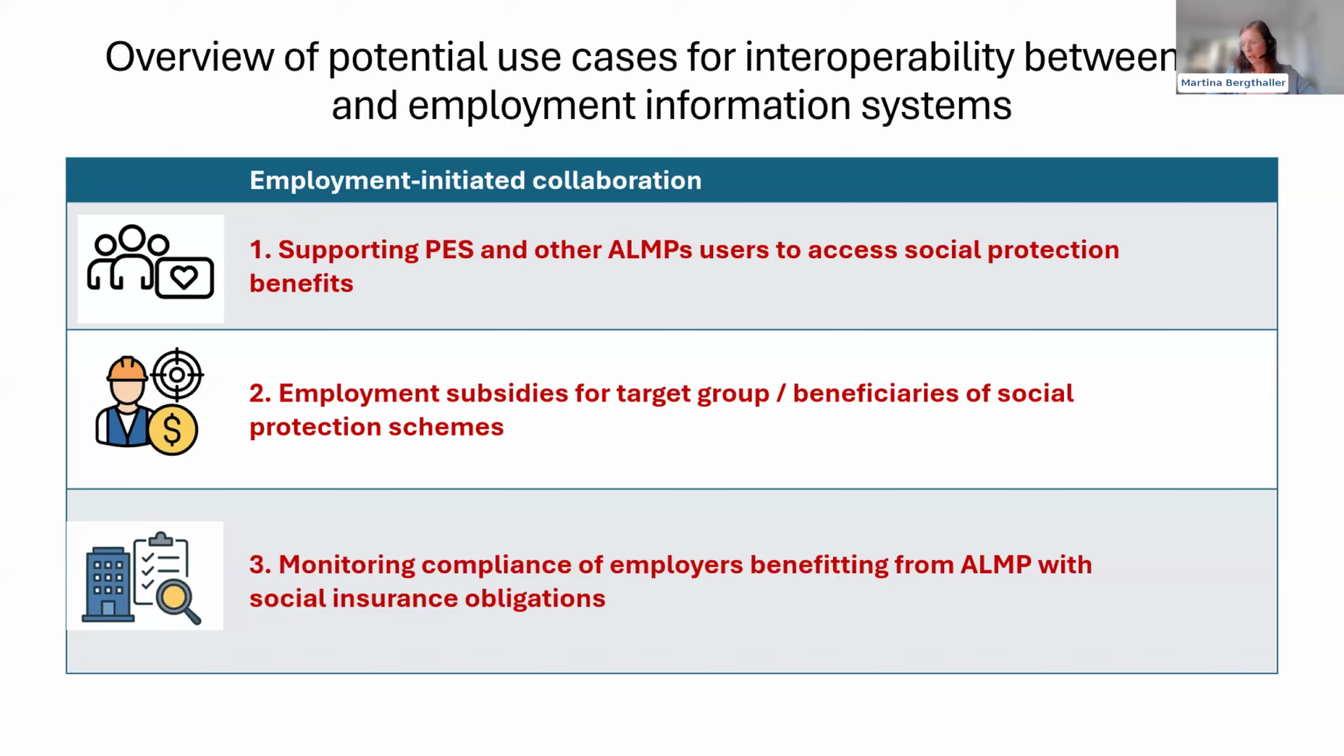The second use case is to provide employment subsidies for the target group or beneficiaries of social protection schemes. So here, wage subsidies might specifically be targeted to social assistance or unemployment insurance beneficiaries or low-income individuals. And this would require verification of beneficiary and poverty status through social registries or beneficiary registries.